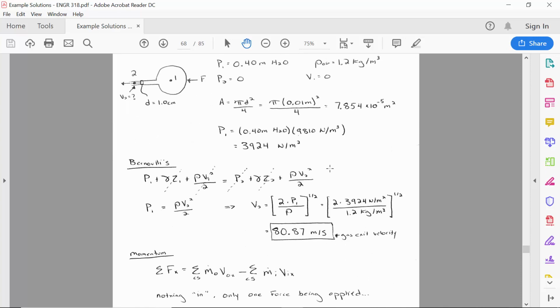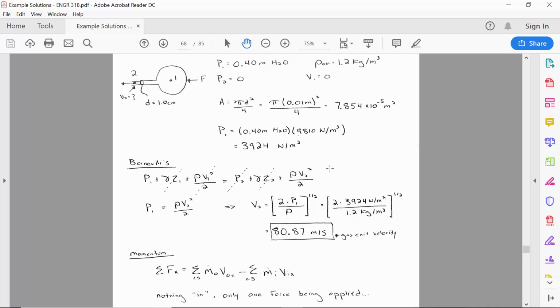All right, so what we can do is rearrange Bernoulli's equation. What we'll have is P1 is equal to the density V2 squared divided by 2. And so rearranging that yields a way for us to calculate the velocity at 2. And that's what we want because that's the velocity of this jet that's coming out of the balloon. So V2 is 2 times the pressure at 1 divided by the density, and we take the square root.